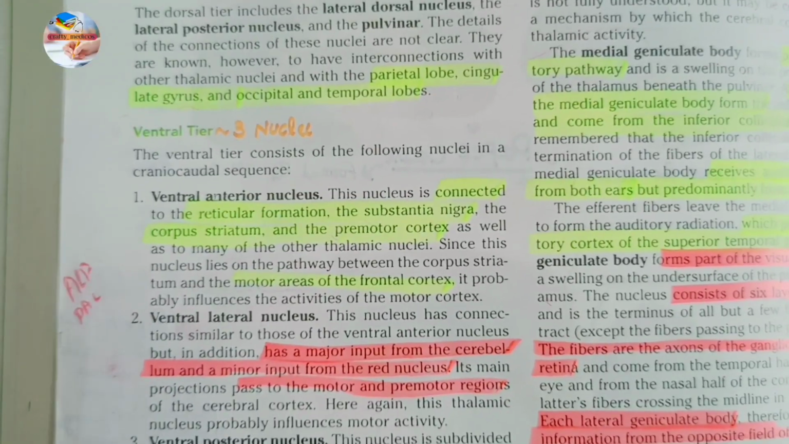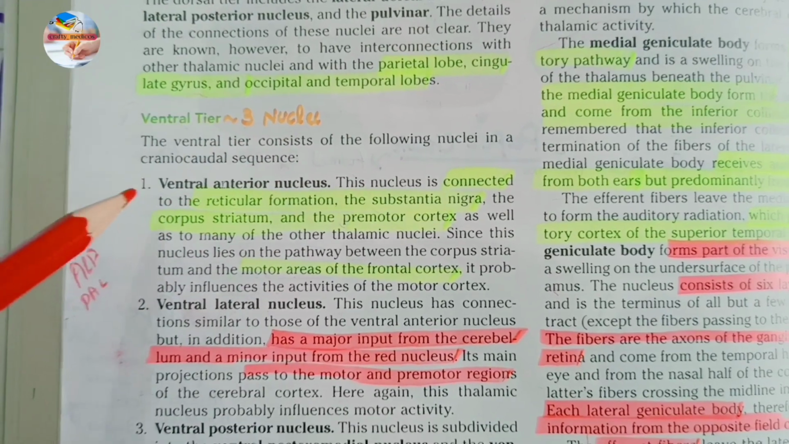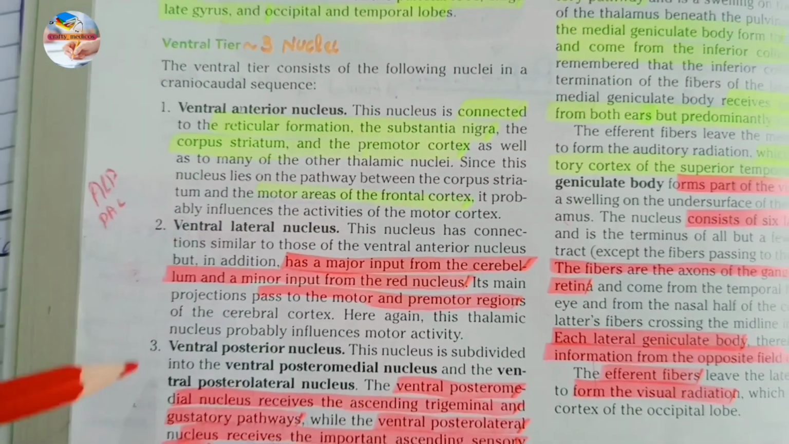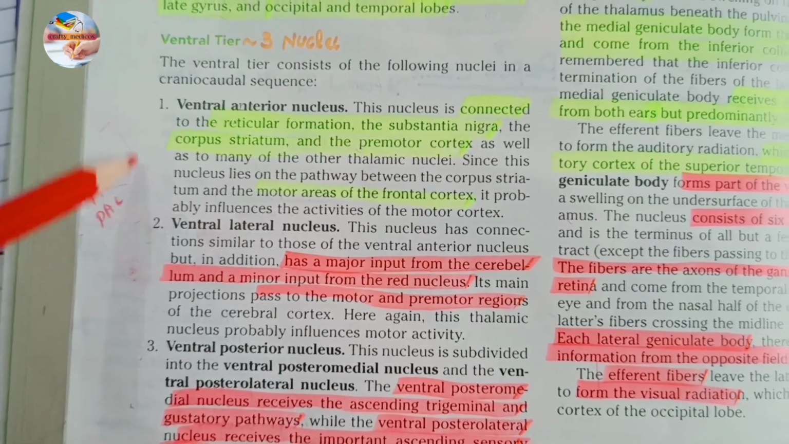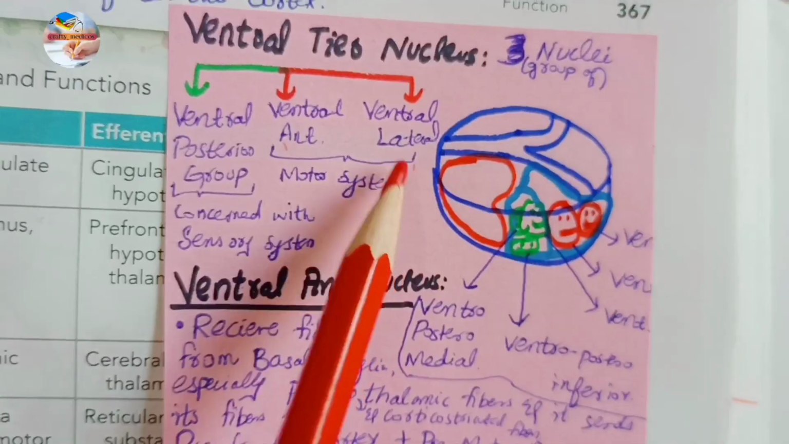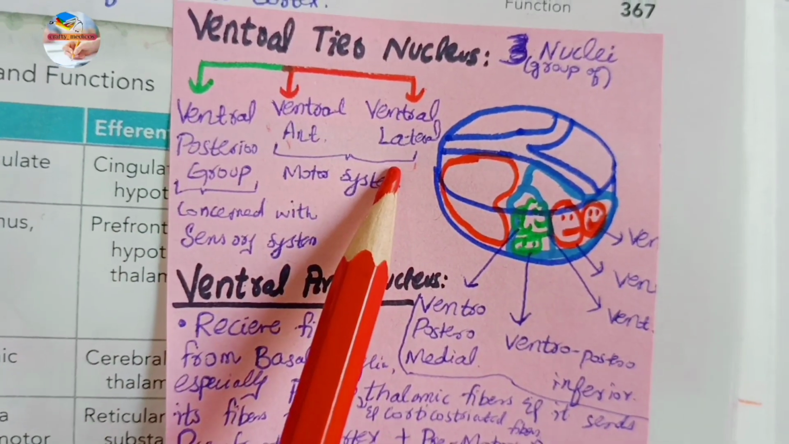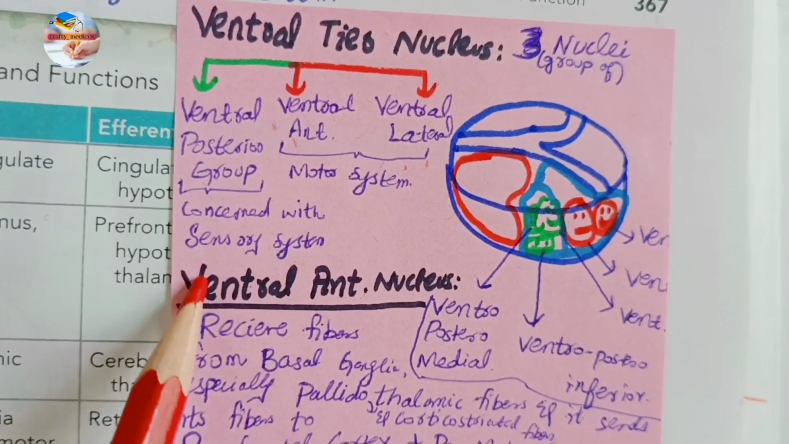After discussing the dorsal tier, we come to the ventral tier. The ventral tier consists of three nuclei, which are the ventral anterior nucleus, the ventral lateral nucleus and the ventral posterior nucleus. You can memorize it by the mnemonic ALP or PAL. It means ventral anterior, ventral lateral and ventral posterior nucleus. The ventral anterior and the ventral lateral nuclei are a part of the motor system, whereas the ventral posterior group is basically concerned with the sensory system.